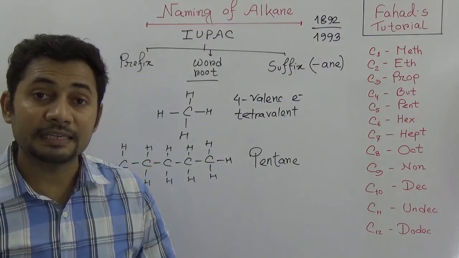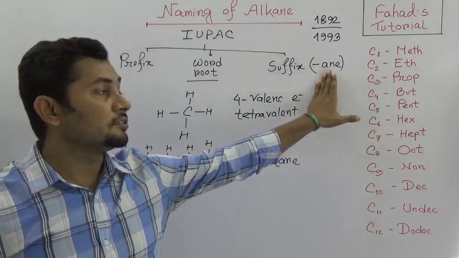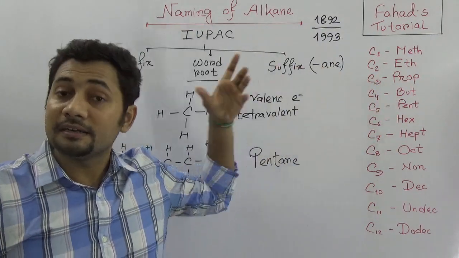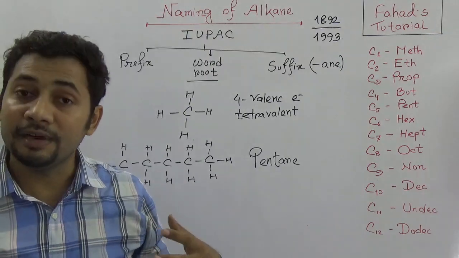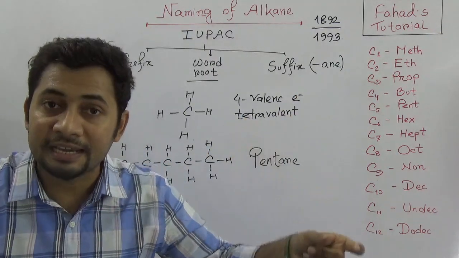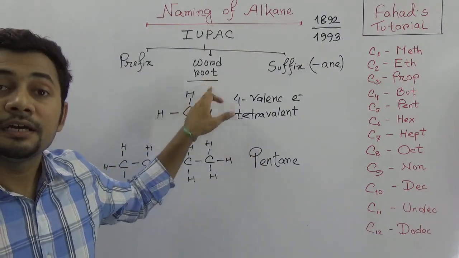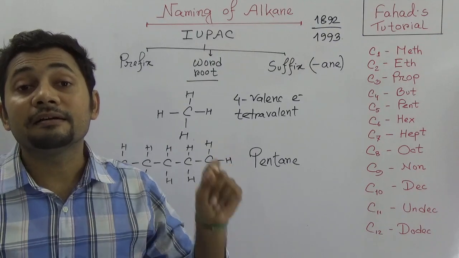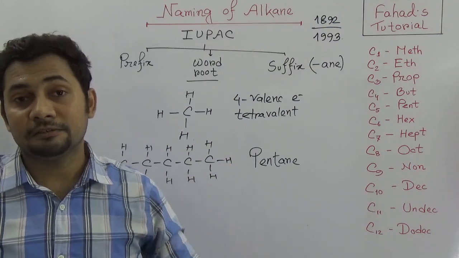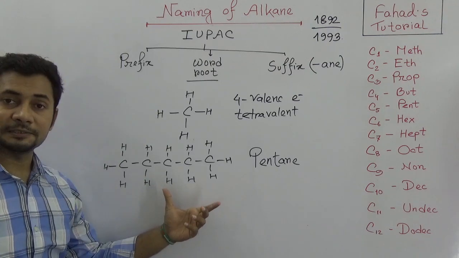In case of alkene, the suffix would be ene. In case of alkyne, it would be yne. But as this class is about naming of alkane, definitely the suffix ane would be added after the word root, and the word root is determined by the number of carbon present in that compound. So it has 5 carbon, so I say this is pentane.